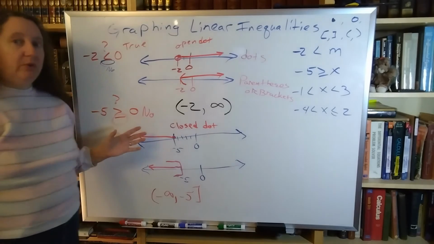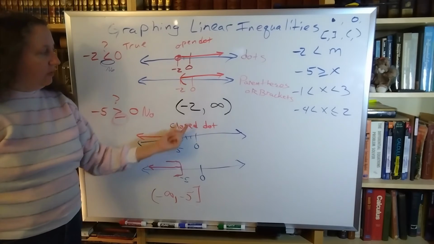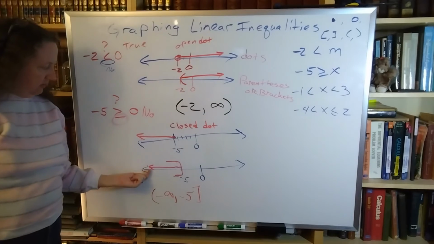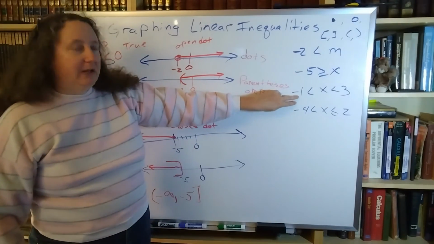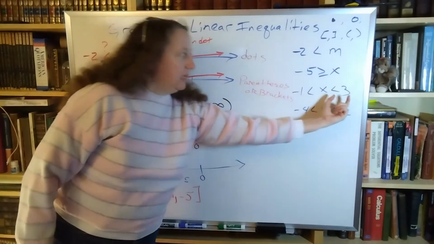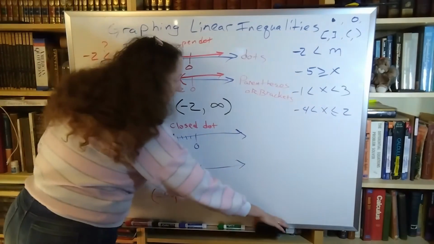These are single-sided. They have only one side to them. The other side is the arrow, the infinity. The next two are double-sided. They have a number on each side of x. So let's get to them.